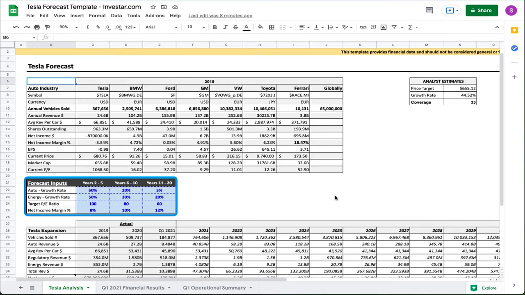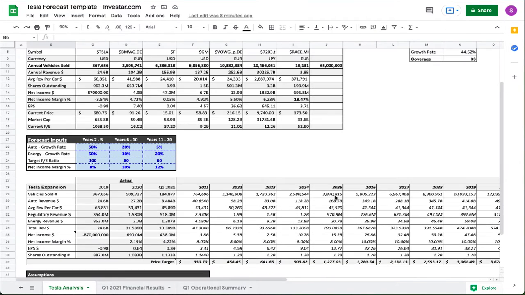Below this are the inputs that you can adjust accordingly. The PE is included as this produces a corresponding price target in the table below. Growth of each section of Tesla's business can be adjusted separately, along with the net income margin you believe Tesla can achieve. In the table here, we've provided actual data as reported in their financial statements, and the forecast data that is then dependent on the inputs you choose.